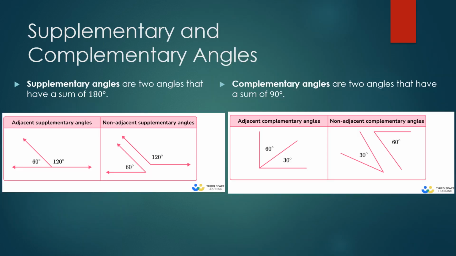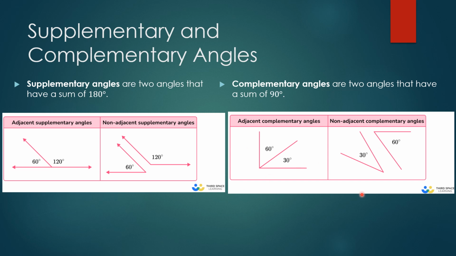The next thing we're going to talk about is supplementary and complementary angles. Supplementary angles are a pair of angles whose sum is 180 degrees. These angles could be adjacent or not adjacent. As long as the angle measurements add up to 180 degrees, they are considered supplementary.